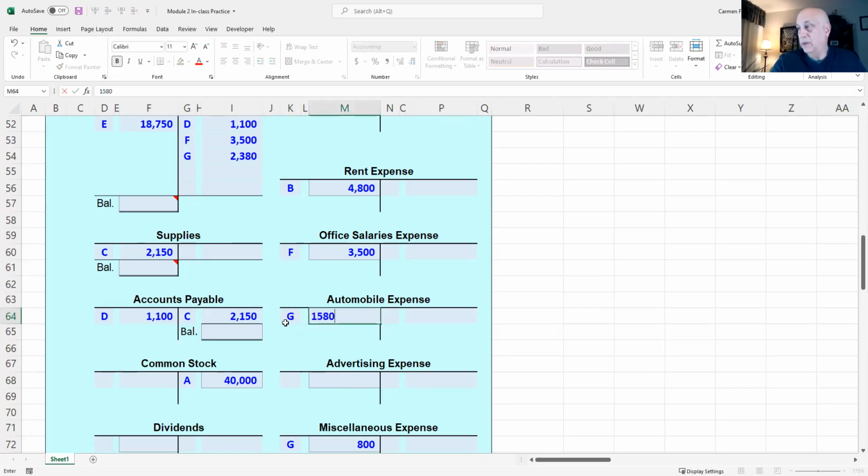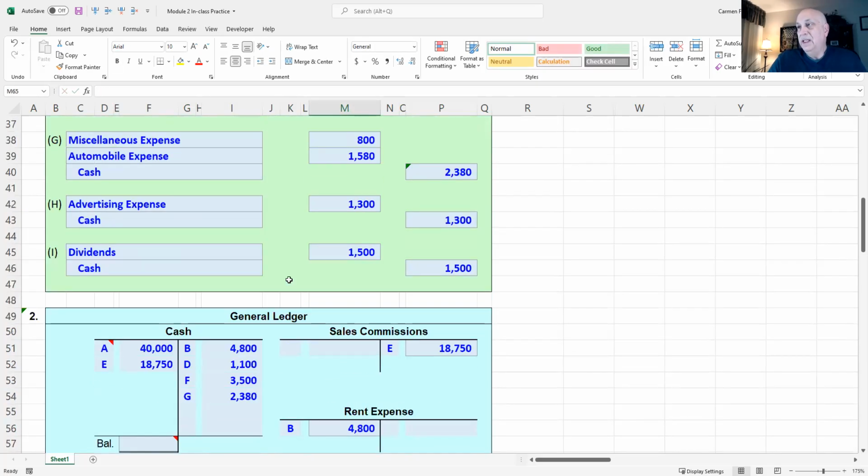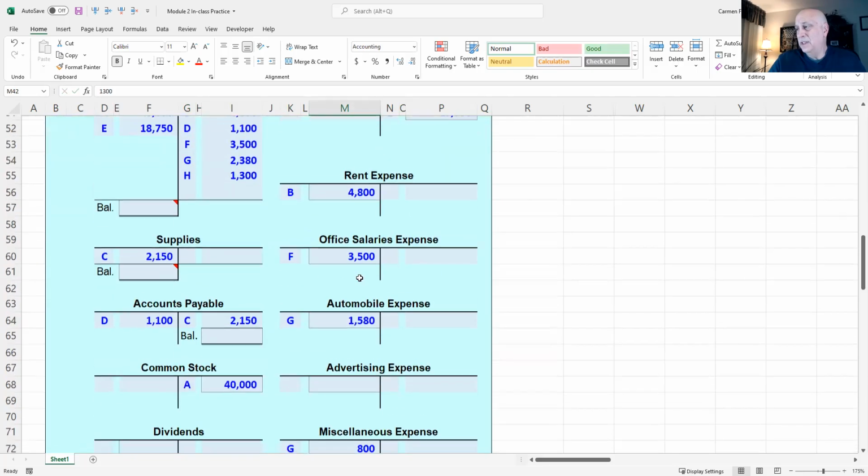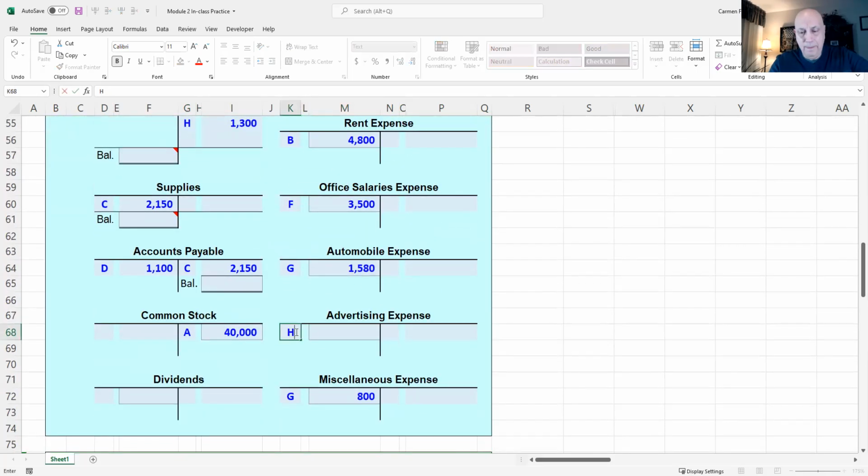$1,580 to automobile expense. And then lastly, we have two more entries. Advertising expense, let's post this one. Transaction H, cash is going down by $1,300. And we post the advertising expense for $1,300 here. Okay, these are just references. I'm just referencing the journal entries.